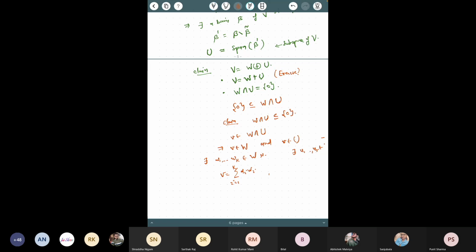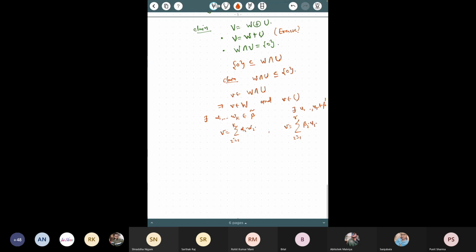So maybe I can write it in this way, not in W, because we have a basis, so you can clearly say that this is in B tilde and this is in B dash, such that V is equal to summation Bi Ui, i equal to 1 to r, where these alpha i's and beta i's are scalars. Now both of these expressions, this linear combination equal to V, so you can equate them, and this implies what? This implies that alpha i Wi minus beta i Ui equal to 0, i equal to 1 to k and i equal to 1 to r.